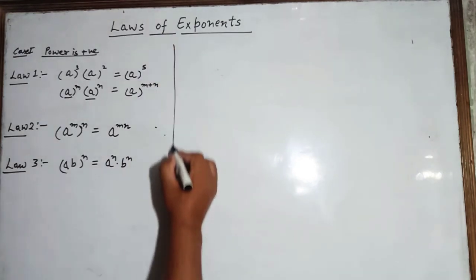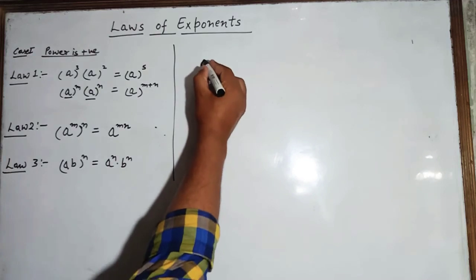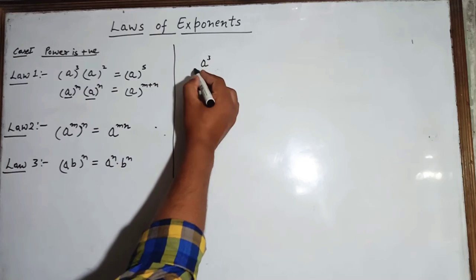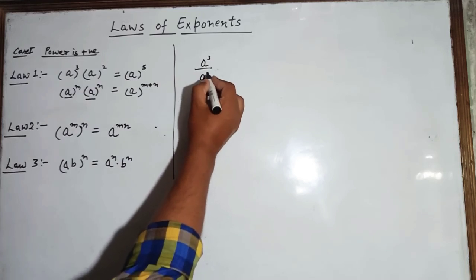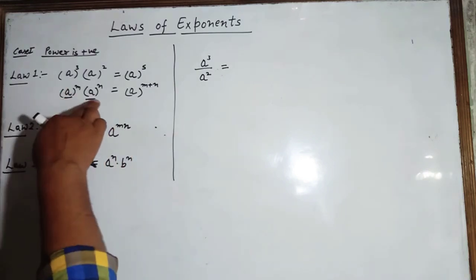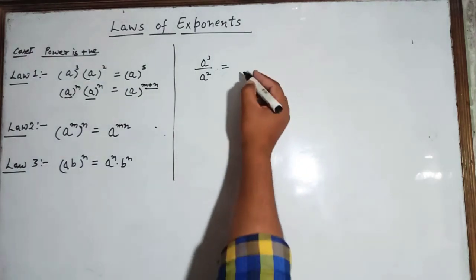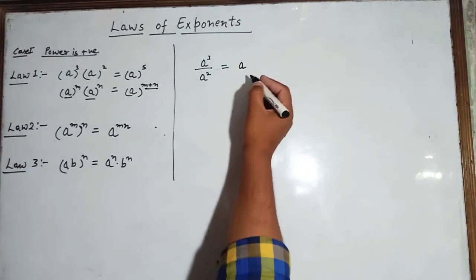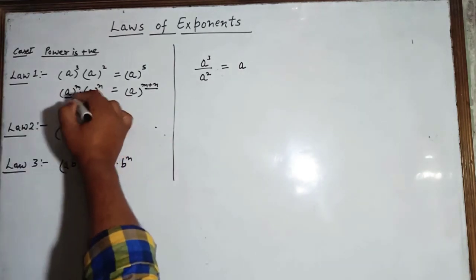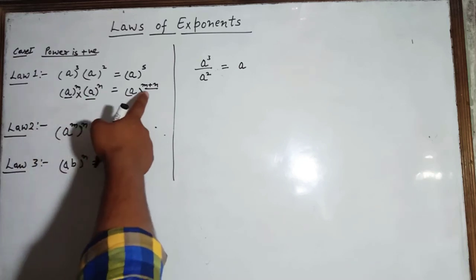Same way in division, if the base is the same, a to the power 3, the same we are writing, divided by a to the power 2. You can see the bases are the same. So in multiplication what we have done, we added the powers. In division we will subtract the powers. So the base will remain the same only. Here also, in multiplication, a to the power m into a to the power n is equal to a to the power m plus n.